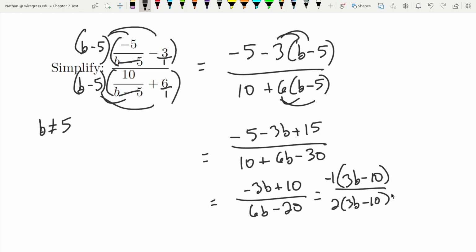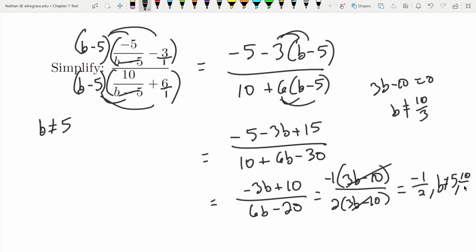Before I can cancel that, let's make the exclusion. 3b minus 10 equals 0. When I add 10, then divide by 3, I get 10 over 3. So b cannot equal that. I cancel those two things, and you can see my final statement is negative 1/2, where b cannot equal 5 or 10/3. So that's my full solution there.